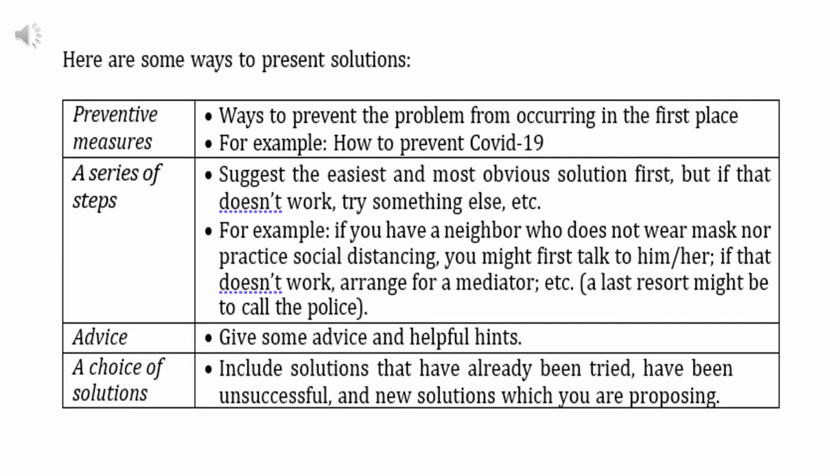Okay, got it right. So include solutions that have already been tried, have been unsuccessful, and new solutions which you are proposing. So that essay that we read exhibits this way of presenting solutions, which is a choice of solutions. So we have the two doable solutions, and also you have the latter part of the paragraph indicating another best solution to resolve the increasing number of CIFL, children in conflict with the law, that might commit more juvenile crimes. Okay, so again, we have here the ways on presenting solutions in problem solution paragraphs or compositions. Okay, let's go on.